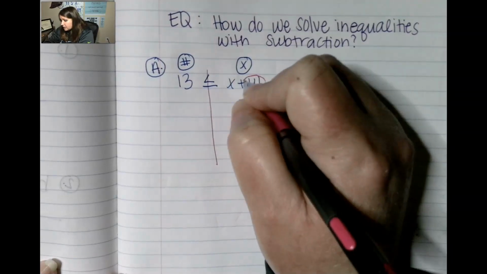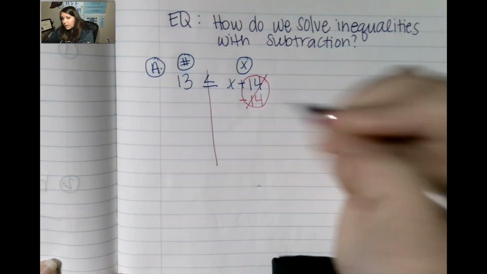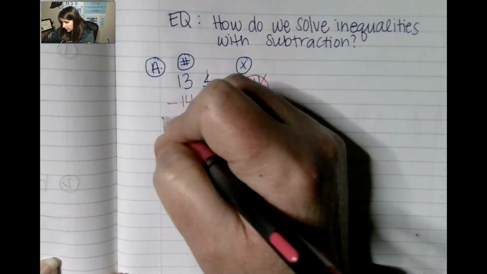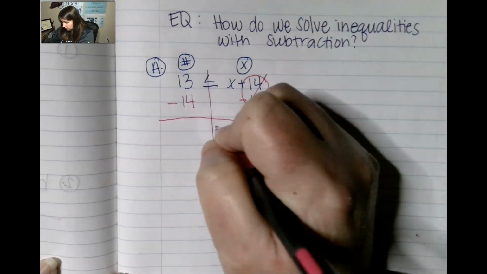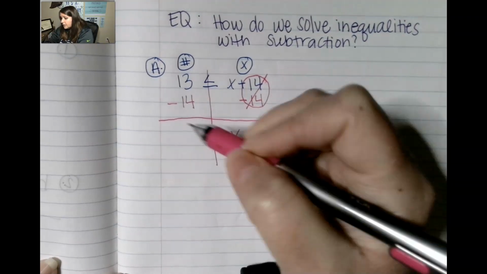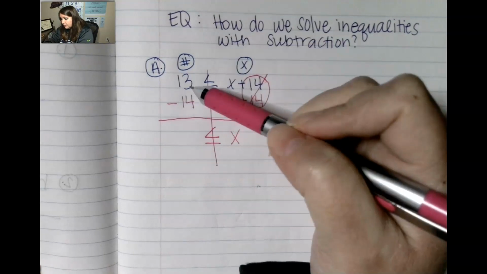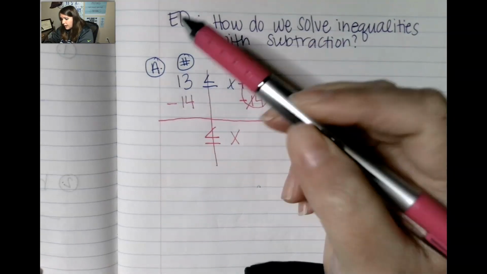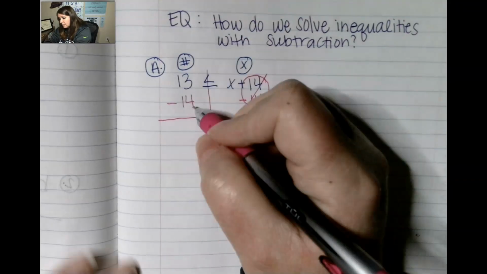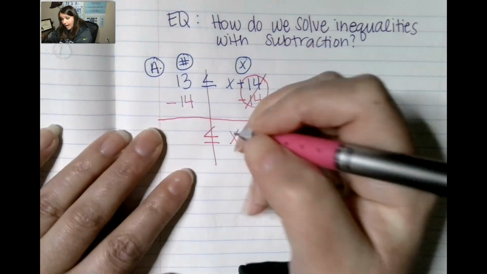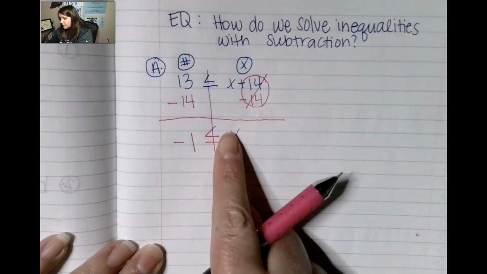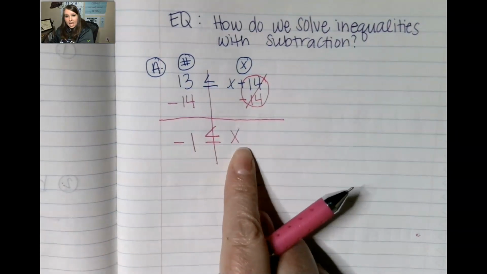When I subtract 14, this becomes 0. It goes away. So over here, I'm going to subtract 14, drop down my sign, and drop down my x. So now I have x over here, and I want my numbers. So 13 minus 14, that means I'm taking away one more than what I have. So that's going to be a negative 1. So negative 1 is less than or equal to x.